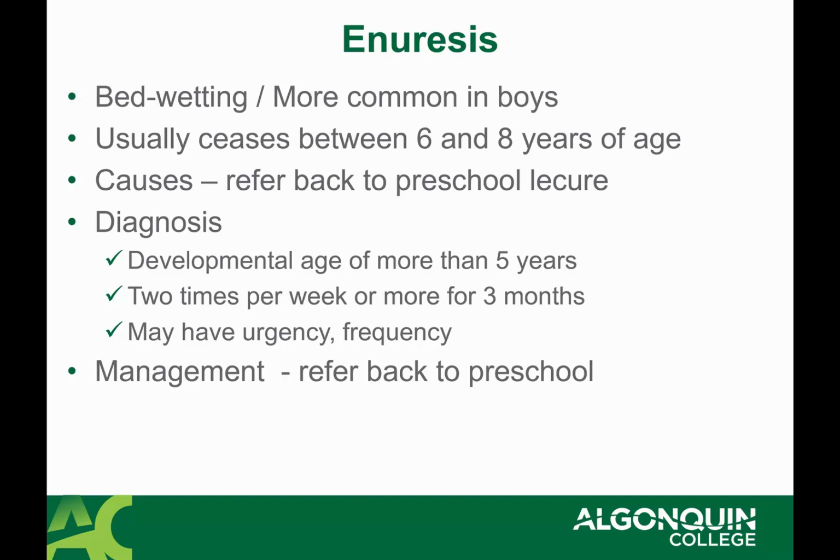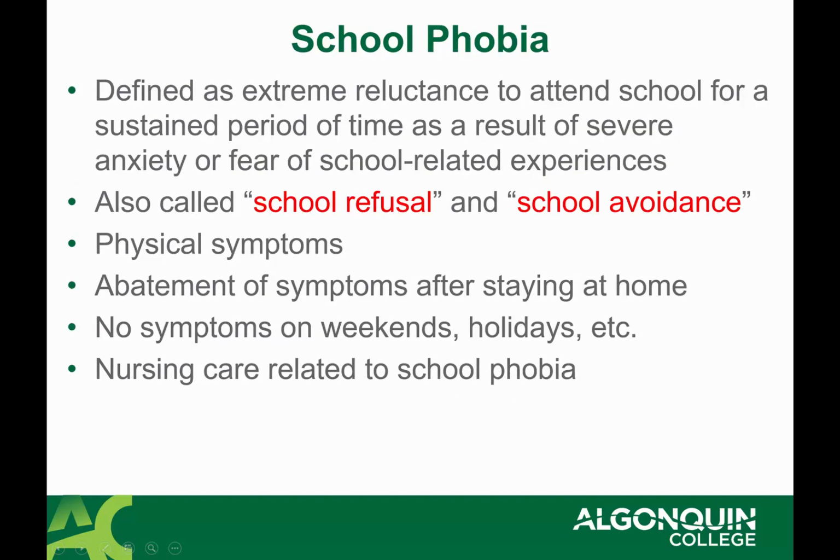And so a formal diagnosis of enuresis requires a developmental age of more than 5 years. They're wetting the bed overnight, twice a week or more, for more than 3 months, and they may wake up with urgency, or may void frequently through the day. So for the management stuff, I talked about that back in the preschool one.